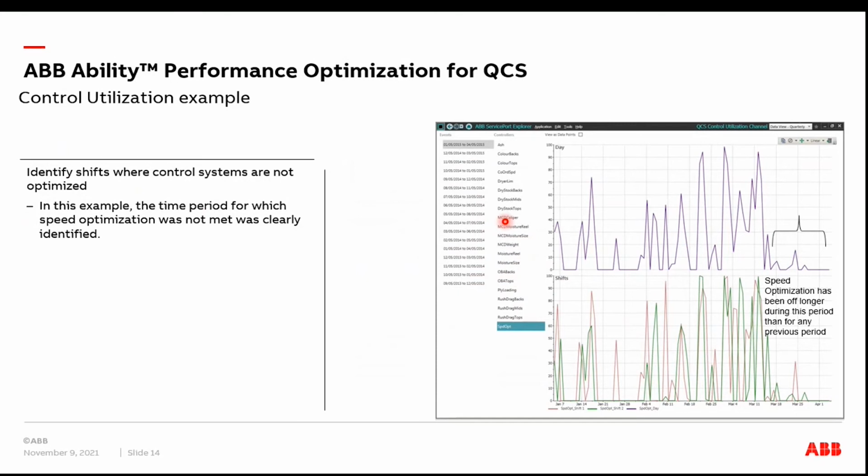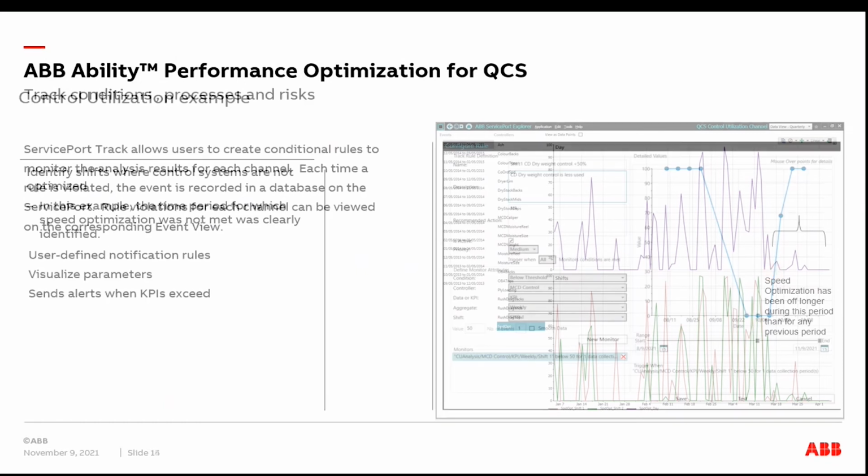This is one example of the control utilization where the data has been analyzed for speed optimization, and it has been observed that for some days this speed optimization control was left in manual or underutilized during this period. So the customer found out there was some process variability, so it was left in manual and the operator forgot to turn it on. Fixing it increases the productivity of the system.